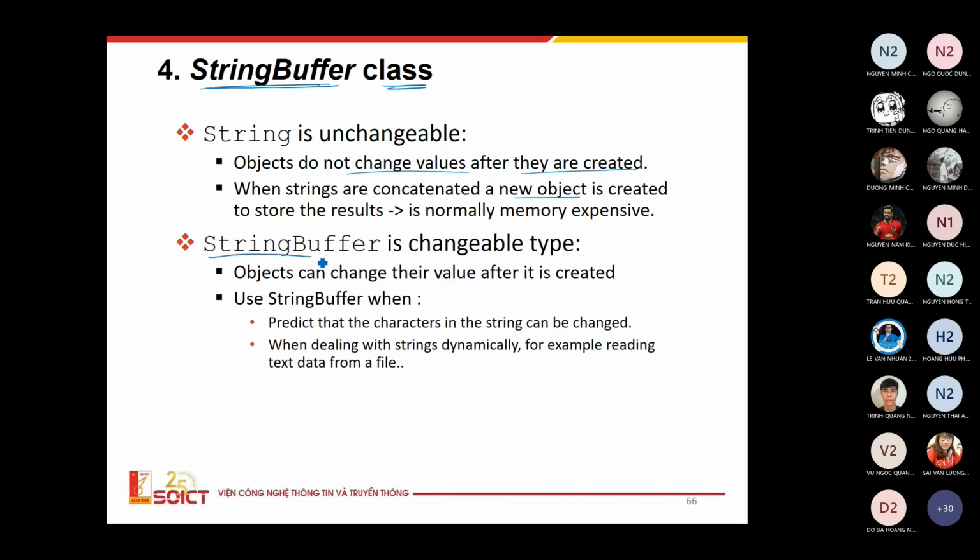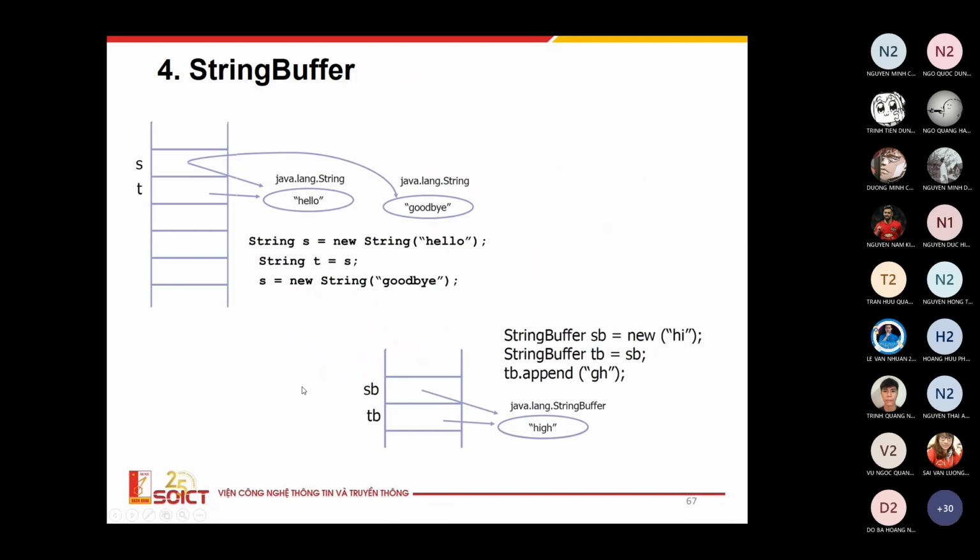And StringBuffer is another class to store strings, but the string here can change. That means they can change the value after creating. So you should use this StringBuffer class when you cannot predict how many characters are in the string, and you know that the string can be changed during use. You can use this to deal with the string dynamically, for example, a string you read from a file.